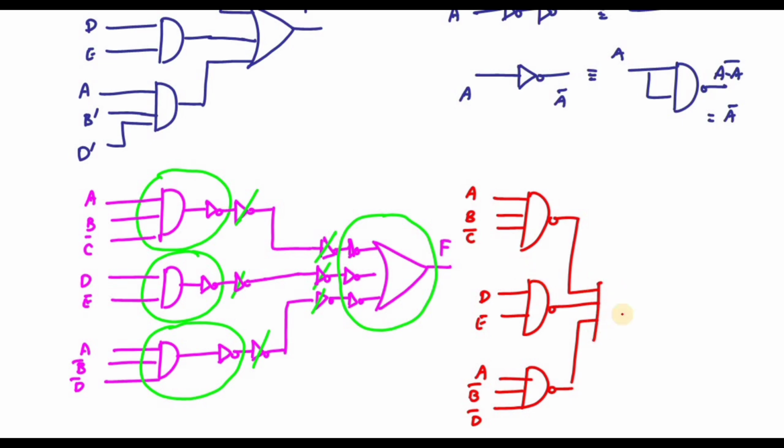So we have only NAND gates, right? If you want to have a C bar here, you can replace it by a NAND gate, right? So instead of this one, I can use it like this, right? This is also a NAND gate if you want. Okay.